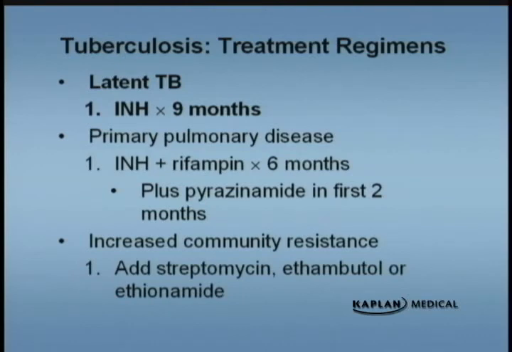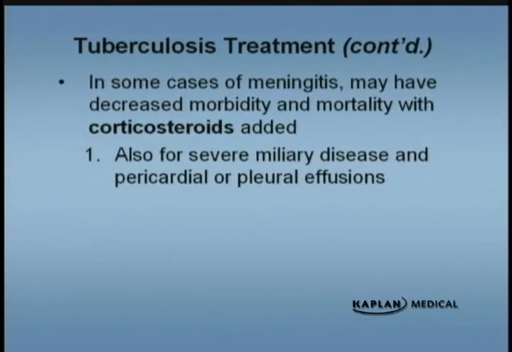Latent TB, what do you do with that? This is the child that has a positive skin test and negative X-ray findings. These people will get INH for 9 months. That's how you treat them. So positive skin test, negative X-ray, the next step is to start INH. If they have primary pulmonary disease, you always treat with more than one drug, always, because there's more and more resistance to TB. And like I said, you can give steroids for TB meningitis.